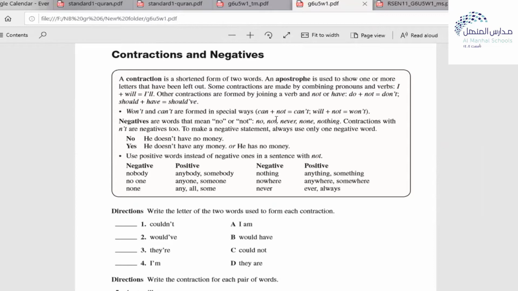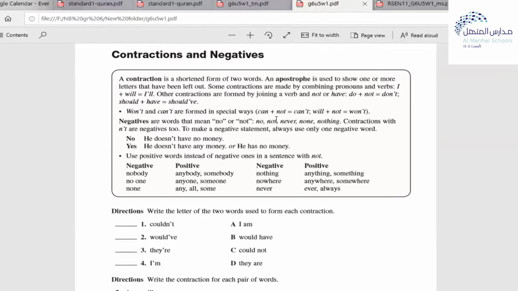A contraction is a shortened form of two words. You shorten two words and put them together to give you one. To know that it is a contraction, an apostrophe is needed. An apostrophe is used to show one or more letters that have been left out, that is, that have been contracted. You dropped out some letters in that process.